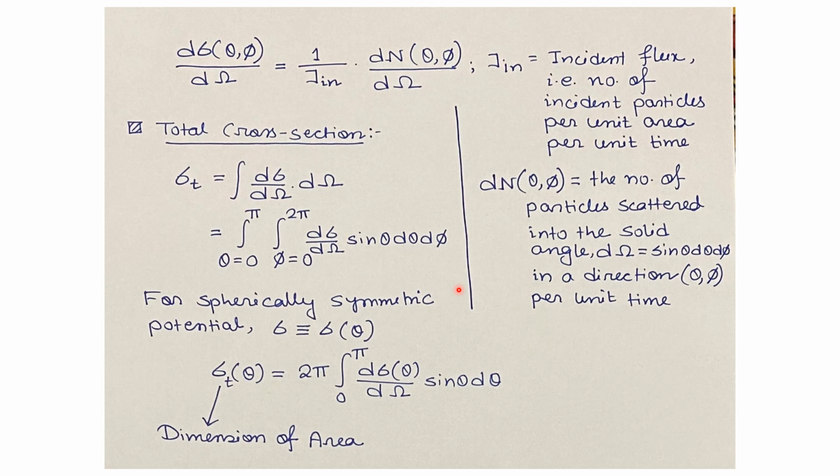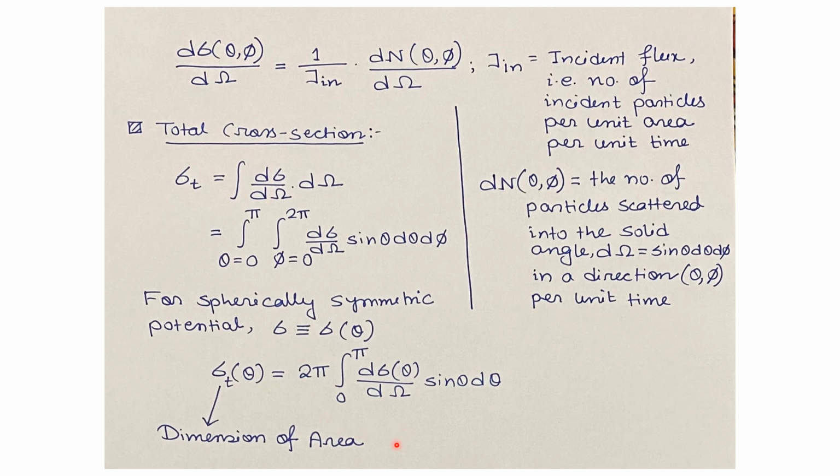Now we will consider a special case. Our scattering potential is spherically symmetric. If we consider our potential is spherically symmetric, then d sigma d omega will be only a function of theta. So d sigma d omega will not depend on phi. Hence, our total scattering cross section will also be a function of theta only, not phi. So for this special case, the total scattering cross section sigma t will be 2 pi times the integration over theta from 0 to pi of d sigma d omega as a function of theta times sine theta d theta. Here 2 pi is coming from the integration of phi from 0 to 2 pi.